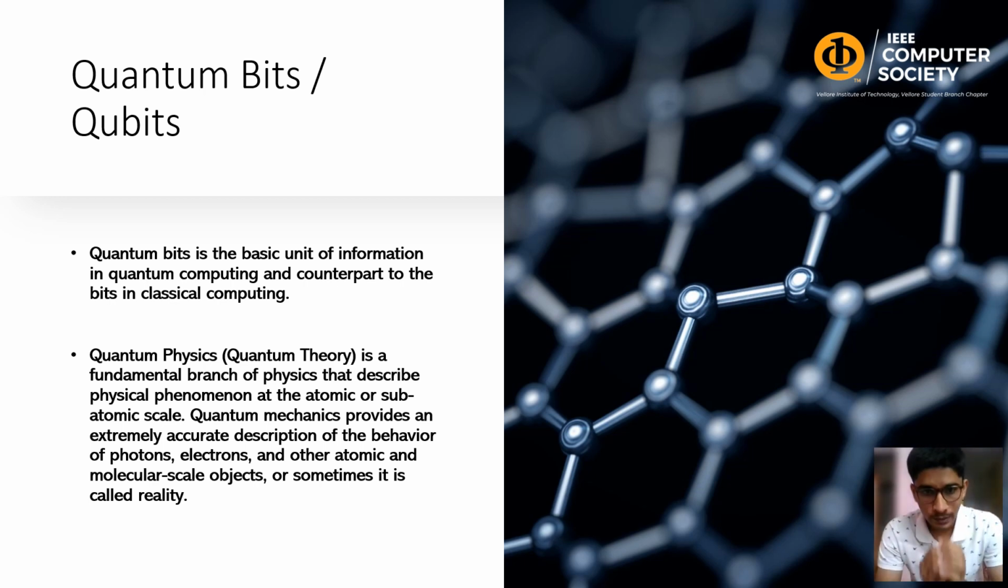Quantum theory, or quantum physics, is the fundamental branch which describes physical phenomena at a very atomic or subatomic level. At very subatomic levels, we have electrons, photons, and neutrons, and molecular scale objects, sometimes called reality, right? We shall discuss more about these qubits and how quantum computers work.